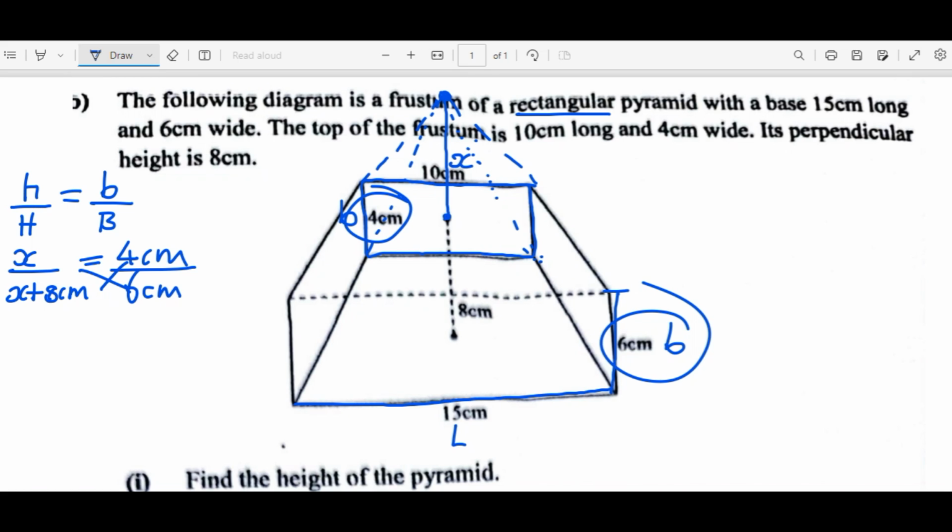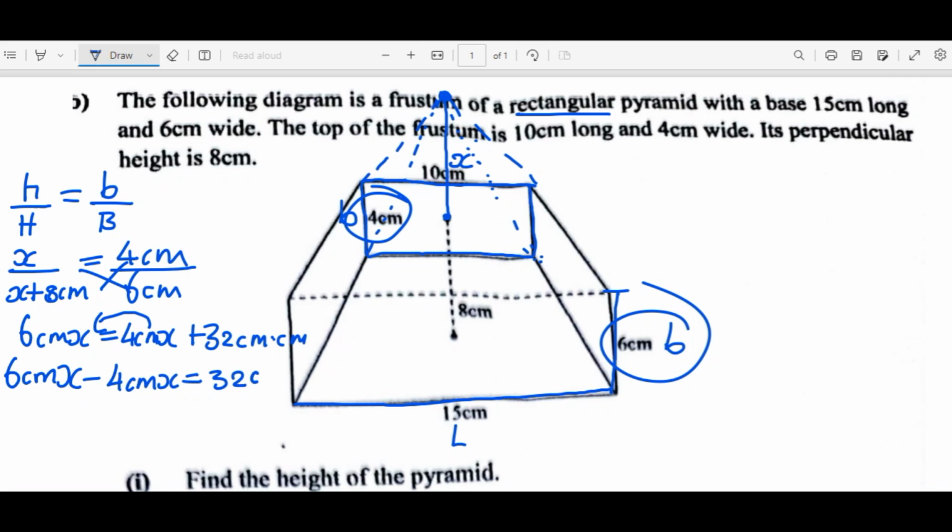Then we cross multiply. So 6 centimeters times x will give us 6x. Then the 4 will multiply with x plus 8. So 4 times x will give us 4x, plus 4 times 8, which gives us 32. Then let's collect the like terms. So we shift 4x to the left. So we get 6x minus 4x is equal to 32.